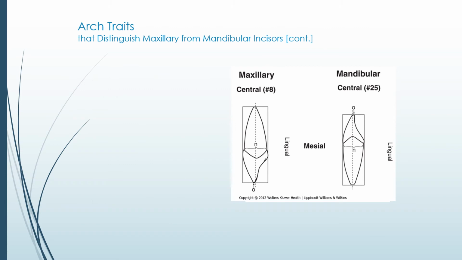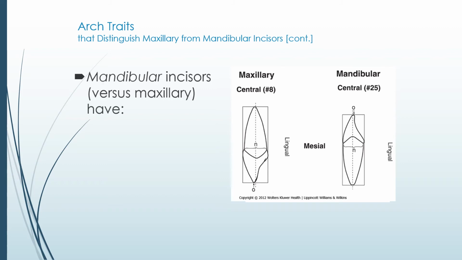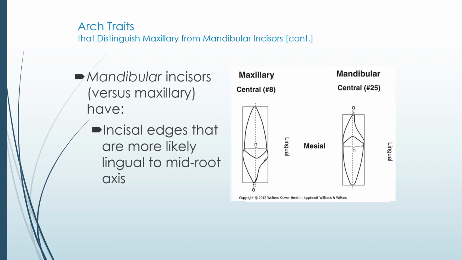Next we'll be looking at the arch triads, continuing. The mandibular incisors versus the maxillary have incisal edges that are more lingual to the midroot axis. So what does that mean? If we draw a line perpendicular from the apical 1/3 and take it around the cervical and up to the incisal edge, the incisal edge will be a little bit more lingual to the midroot.